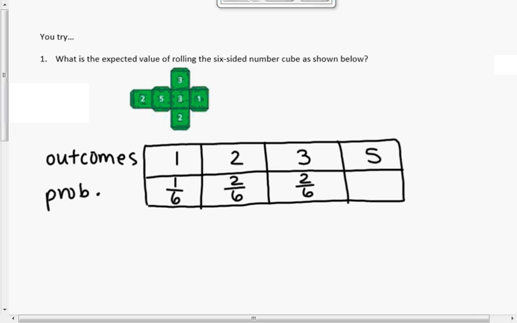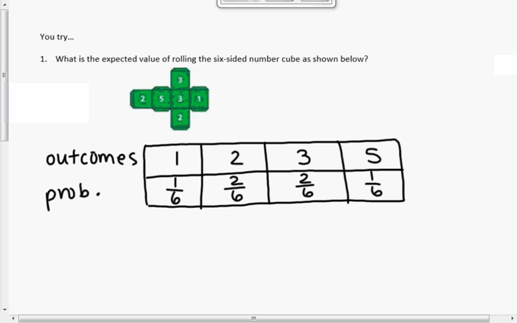And then finally, I only have 1 5. So 1 out of the 6 sides is 5. So the probability would be 1/6. So you're literally just recording how many times you see this outcome. Okay, how many times does this happen?